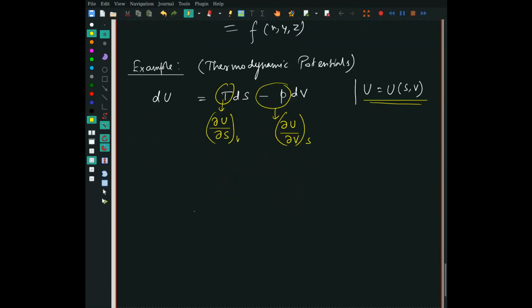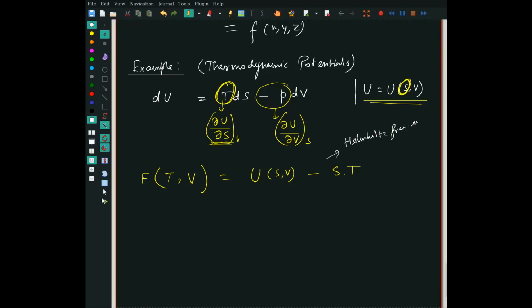Now, you want to construct a function f, let's say, which will be a function of V, but you want to replace this S, the entropy, with the derivative, that is with T. So you want to replace the function with T and V. So that you should do by, first you say U(S,V) minus the original variable S times the derivative, del U del S, that is basically T. So this is basically U minus TS, and you know this function by the name of Helmholtz free energy, I guess.